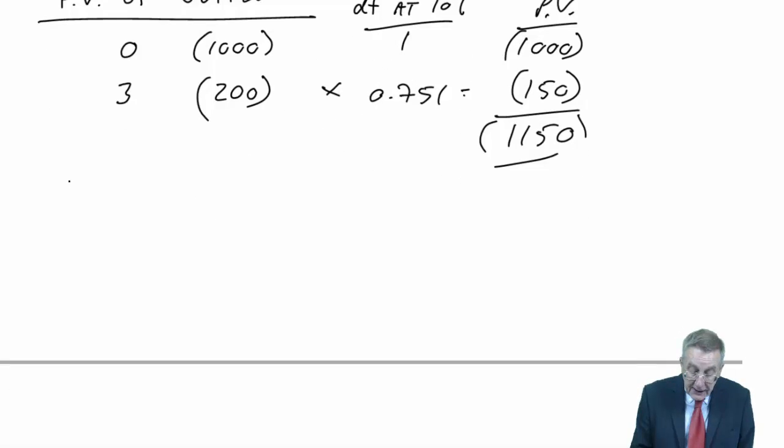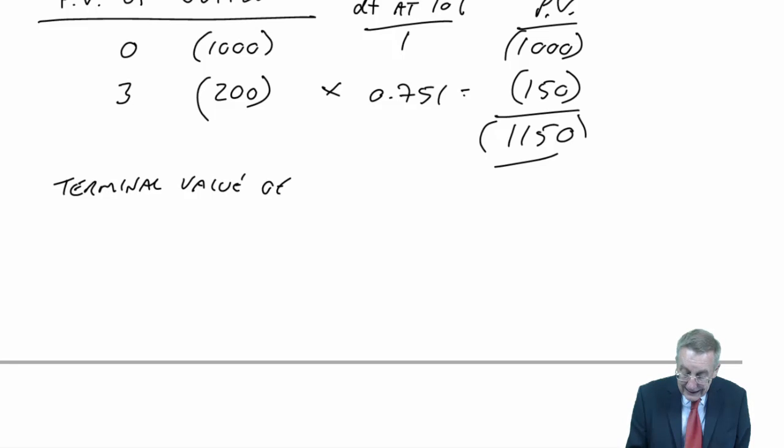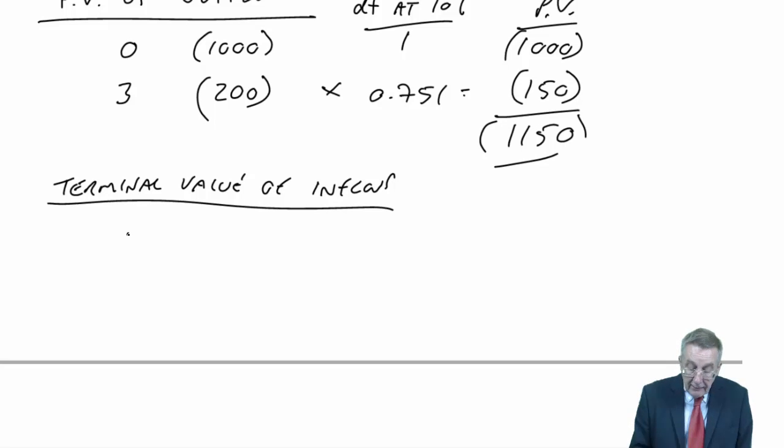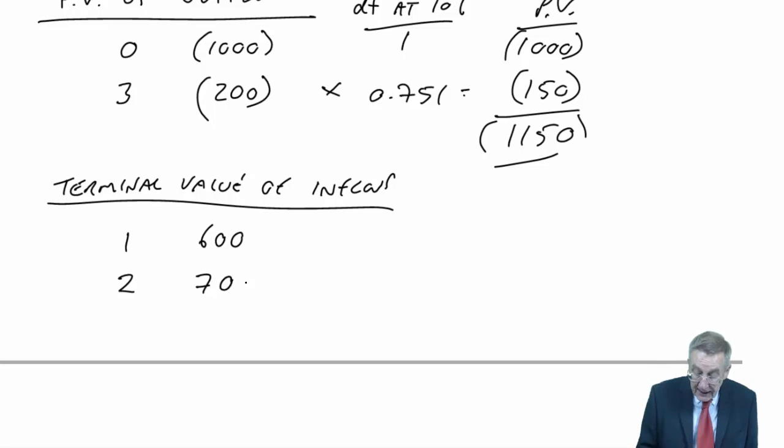We then calculate the terminal value of the inflows. Now the inflows, in 1 year's time we get 600, in 2 years' time we get 700.